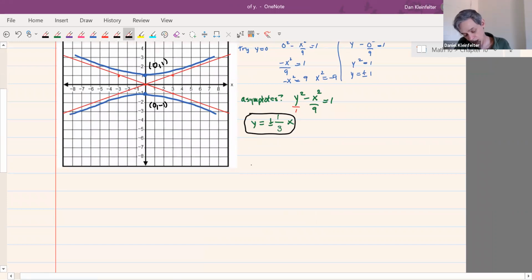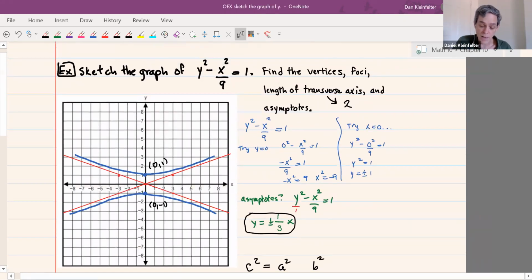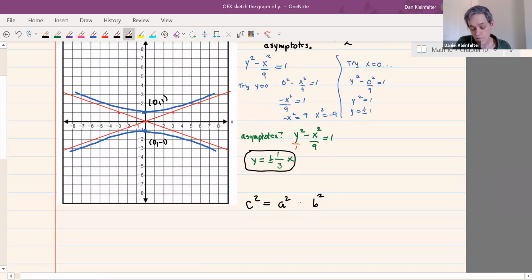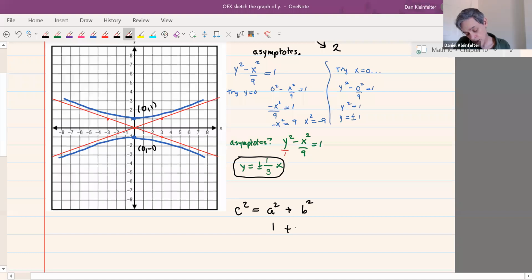So let's do that. C squared equals A squared plus or minus B squared. On a hyperbola, the equation has a minus in it, so the formula that relates C, A, and B will have a plus. Our denominators here were 1 and 9. Note that since we're adding, it doesn't matter which one was the A and which one's the B, because C squared is going to equal 10 no matter what. So C is square root 10.